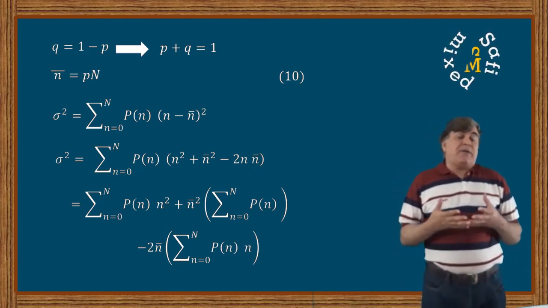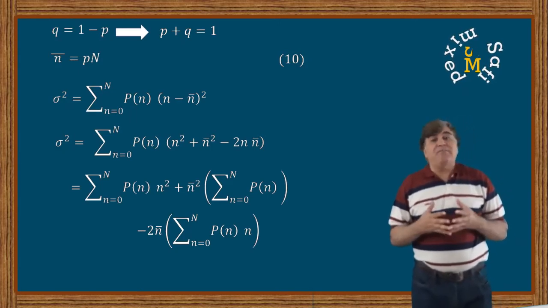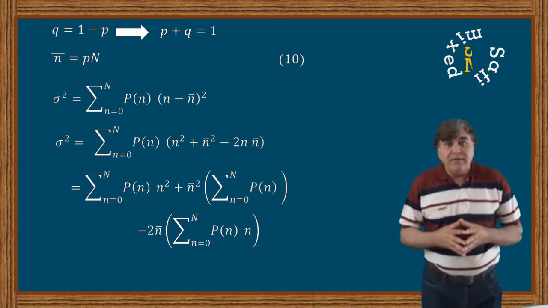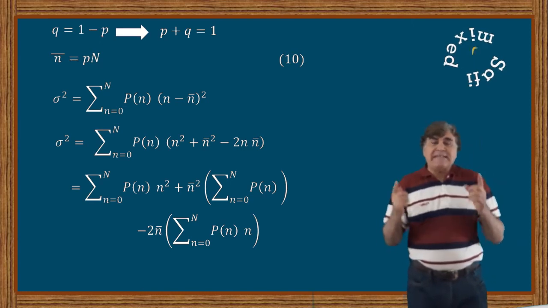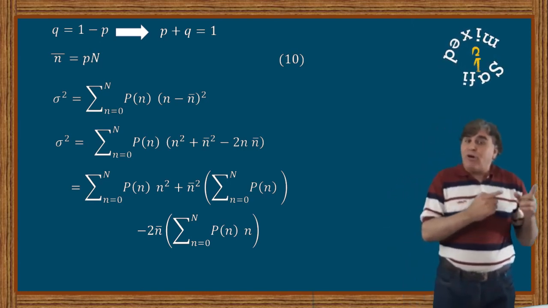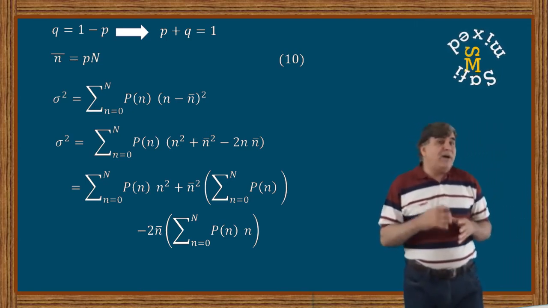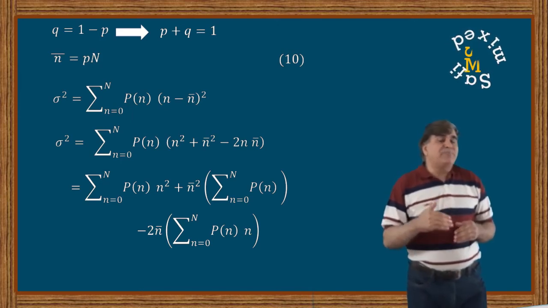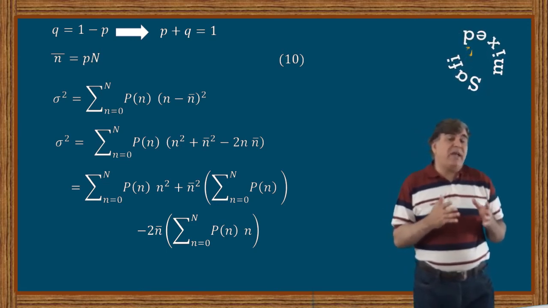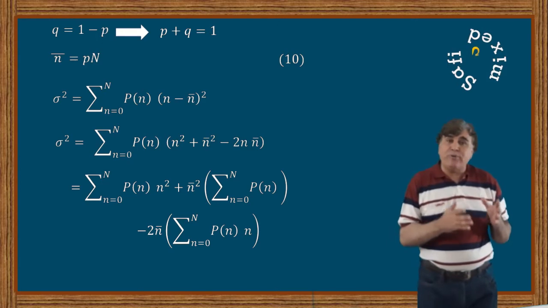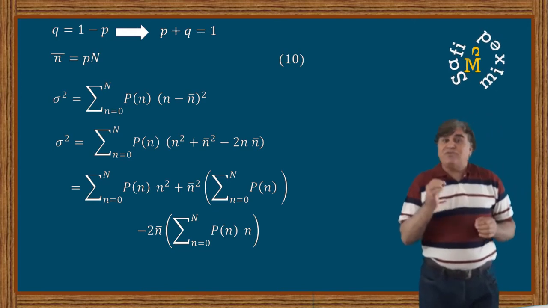And if we look into this equation very carefully, the first term is in fact the average of n square. In the second term, I have factored n bar squared to the left of the summation, and inside the bracket is the sum over all the probabilities, which is obviously equal to 1. And in the last term, I have again factored 2 times n bar out of the summation and have applied the summation over the product of probabilities Pn and n. So the second term is just n bar square.